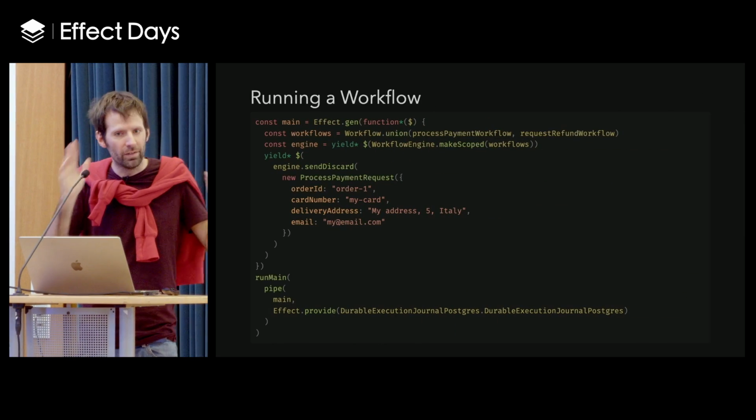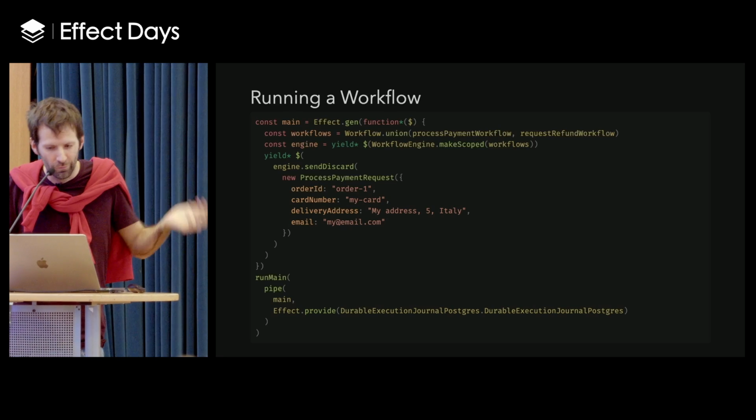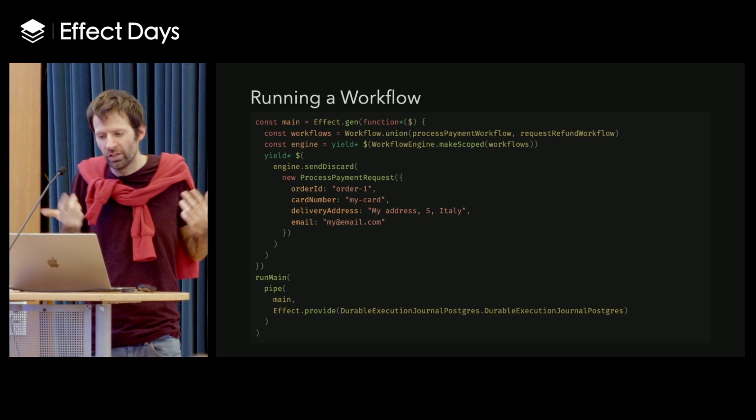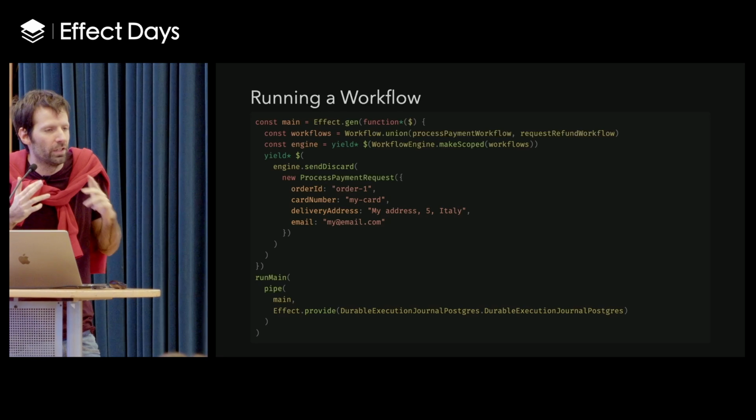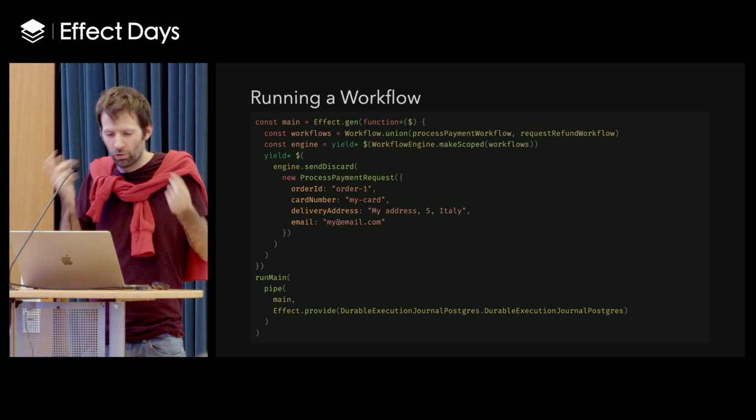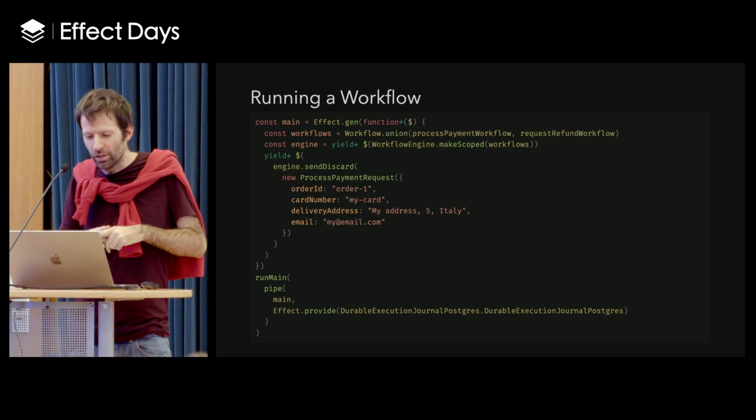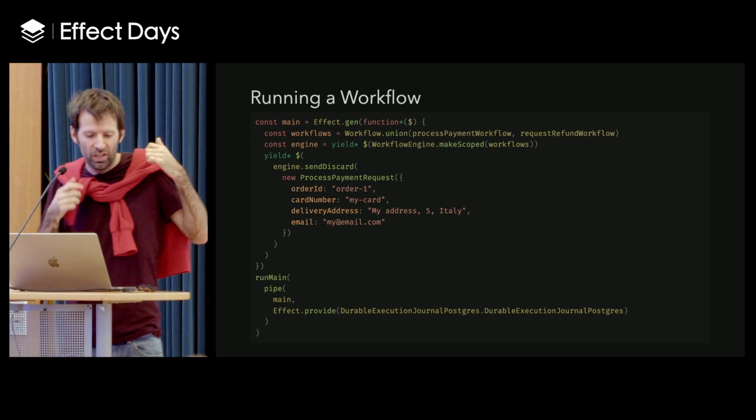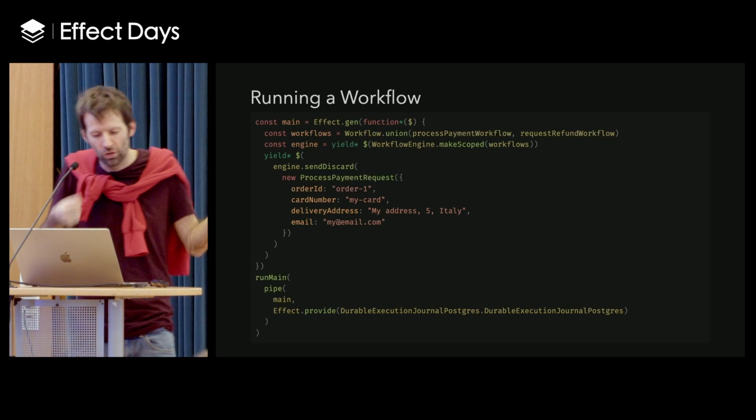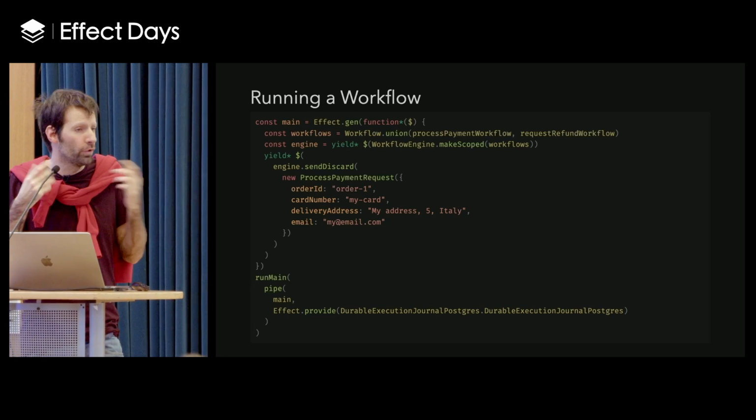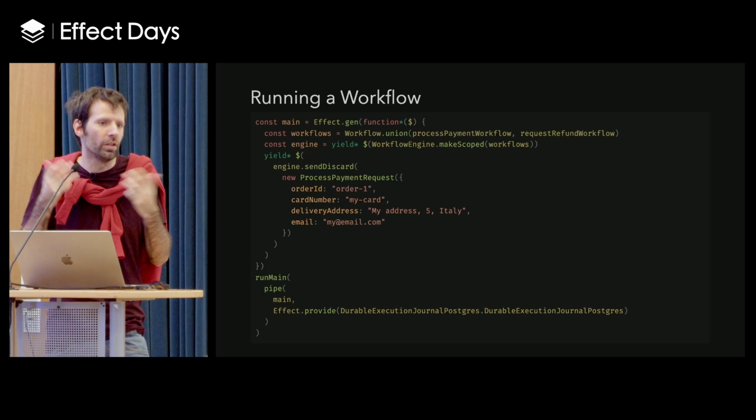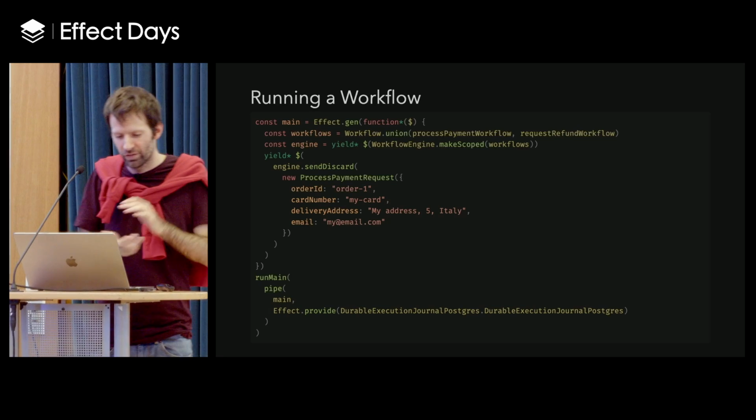Okay, now we have defined a workflow. How do we run it? Very simple. We first spin up a workflow engine, which is the working unit responsible for keeping track of all the instances of the workflows you are running, and then you use methods such as send or sendDiscard in order to request the beginning of the execution of a workflow. If you use sendDiscard, you can start the workflow without caring for the result, or you can instead use send and wait for the result.